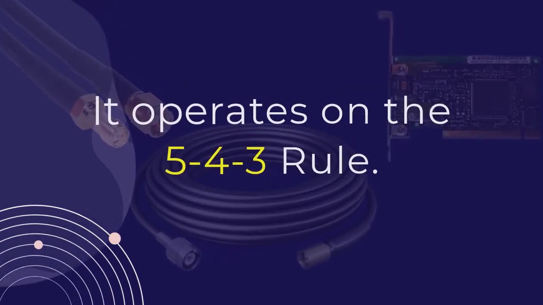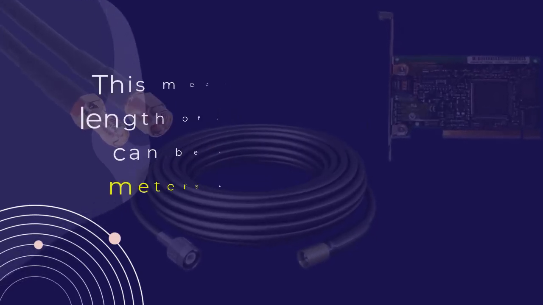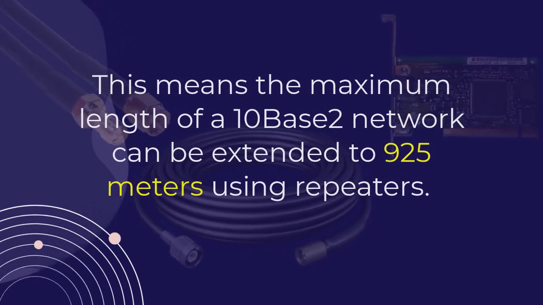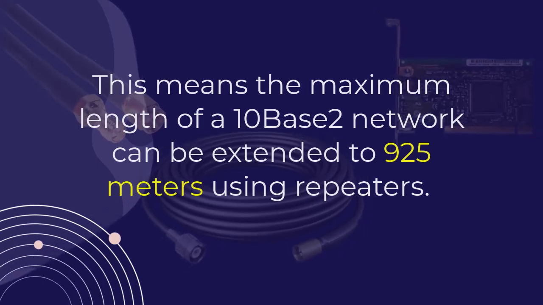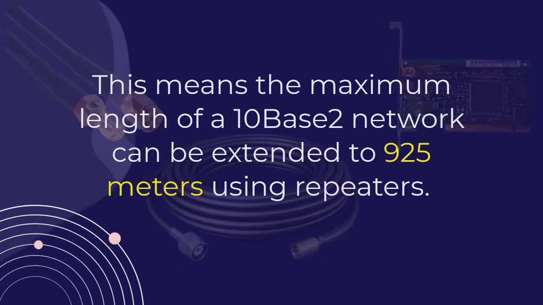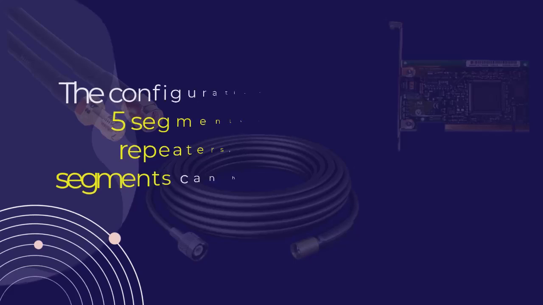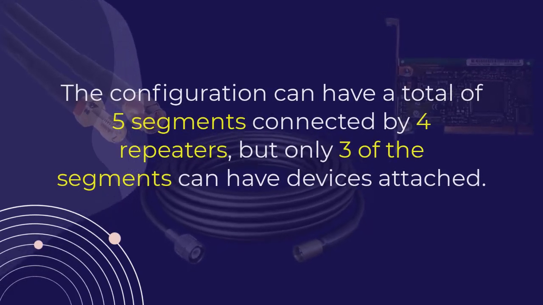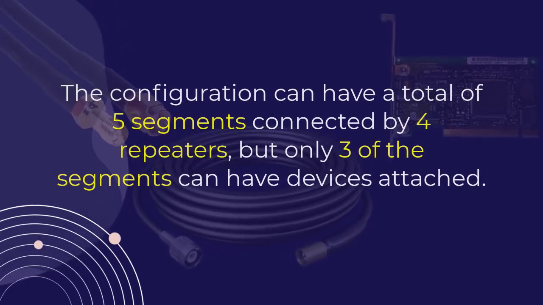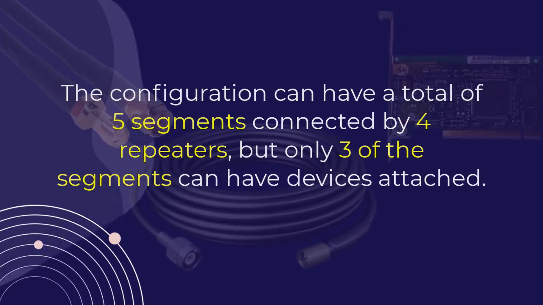It operates on the 5-4-3 rule. This means the maximum length of a 10Base2 network can be extended to 925 meters using repeaters. The configuration can have a total of 5 segments connected by 4 repeaters, but only 3 of the segments can have devices attached.